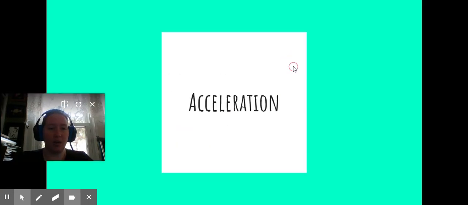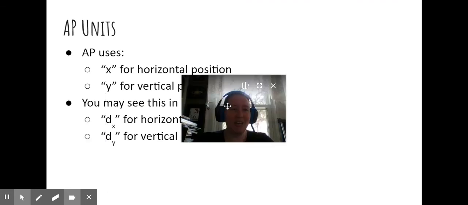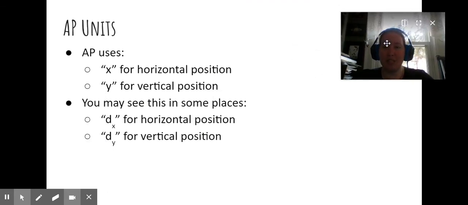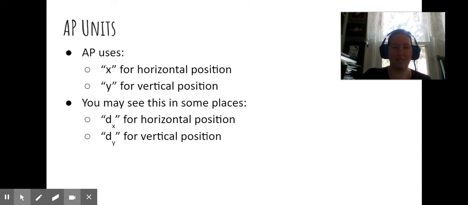So AP units. AP uses x for horizontal position and y for vertical position. But in other places, like in your book or sometimes in my notes, because I'm used to using this, you may see d sub x for horizontal position, and d sub y for vertical position. They all mean the same thing. But it's important for you to be consistent and to try to use the same units in each problem. So just make sure you're being consistent from problem to problem.